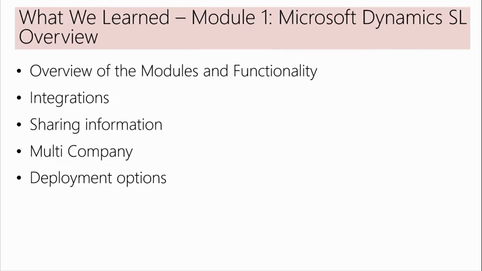So with that, we've gone through Module 1 just to give you that overview of Microsoft Dynamics SL. We talked about the overview of Dynamics SL. We went through all the modules just to give you a flavor of some of the things that are out there. We talked about integrations, how we connect with different products in the Microsoft area and what the benefits of them are. Next, we talked about sharing information, how we share information with other people, whether it's our quick query or our business analyzer area. We talked about multi-company and the fact that we support it and the ease of moving in between. And then lastly, we talked about deployments, the way that you can deploy the product the way that fits best for your company. So that's the end of Module 1, Microsoft Dynamics SL Overview.